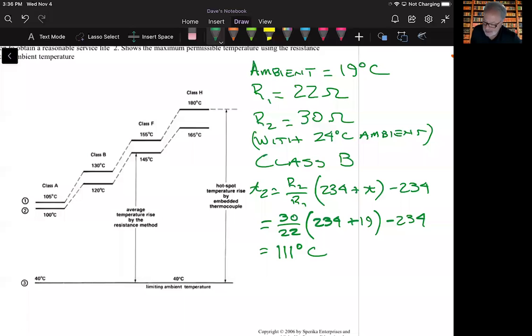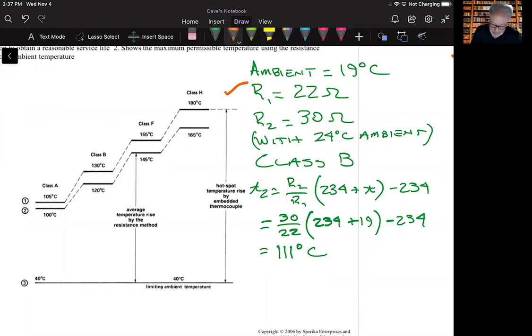Okay, so let me set the conditions here. It says that a DC motor has been idle for several days, and it has an ambient temperature of 19 degrees. All right, and so we go to measure the shunt field resistance of this DC machine, and we discover that it is 22 ohms of resistance at 19 degrees C.